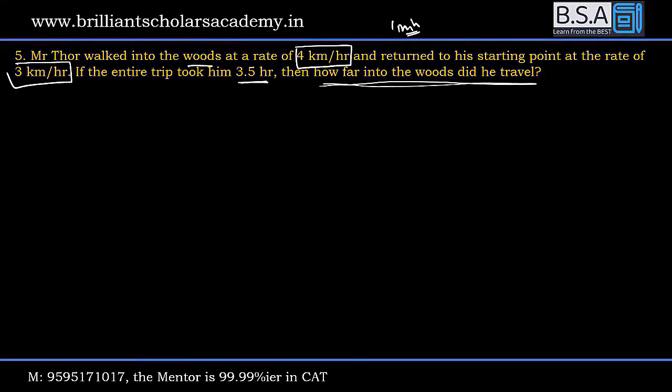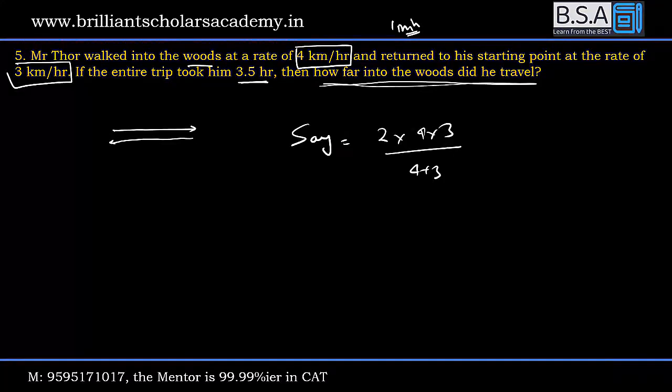So now you observe the person named Thor is going into the woods and coming out the same distance. Can I say the average speed will be 2 into 4 into 3 upon 4 plus 3. Don't exactly calculate this, represent, that is more than enough. 2 into 4, 8, 8 into 3, 24 upon 7 is the average speed.